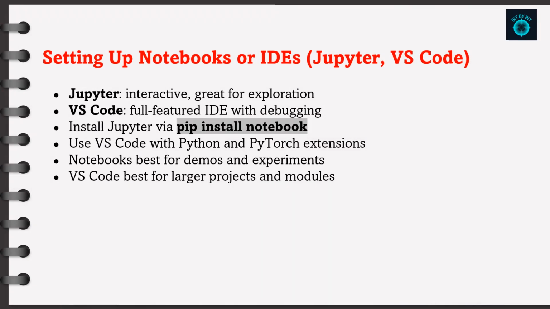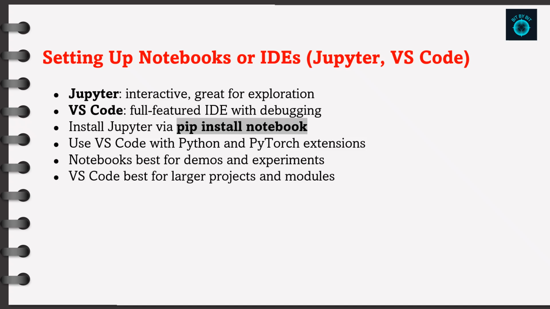In this slide, we'll look at how to set up your environment for working with PyTorch using either Jupyter Notebooks or Visual Studio Code. Jupyter Notebooks are highly interactive and great for quick experiments, tutorials, and visualizations. They let you write and run code in cells, which is ideal for exploring ideas and debugging in small steps. On the other hand, Visual Studio Code, also called VS Code, is a full-featured integrated development environment. It offers excellent support for Python, PyTorch, and other tools. It's better suited for writing larger projects, building classes, managing files, and debugging with breakpoints.